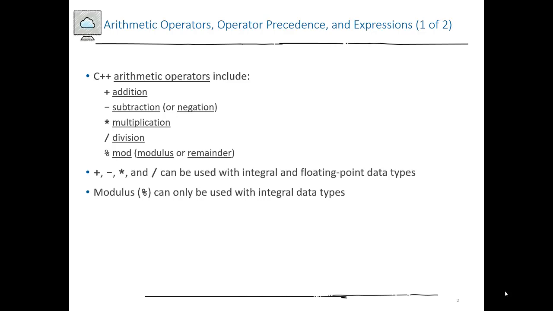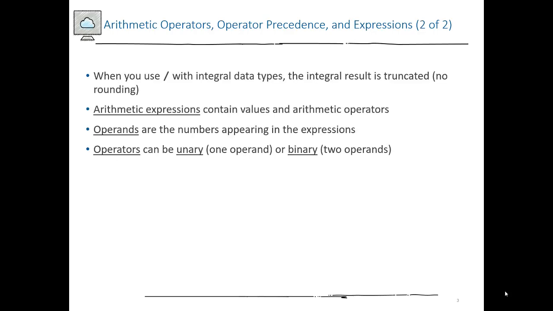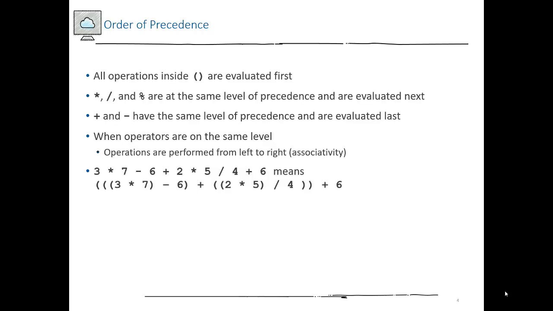These arithmetic operators can be used with integers, floating points, and other data types. Modulus, on the other hand, can only be used with integer data types. It's not applicable to floating points and double. All right. So in C++, you have arithmetic expressions that contain operands and operators. Okay. So you have order of precedence.